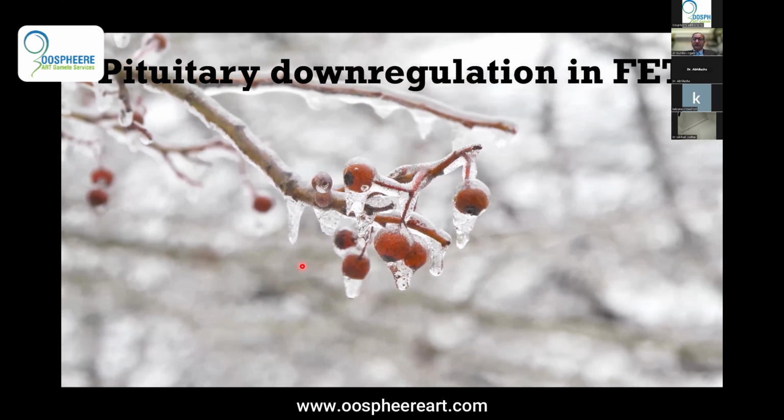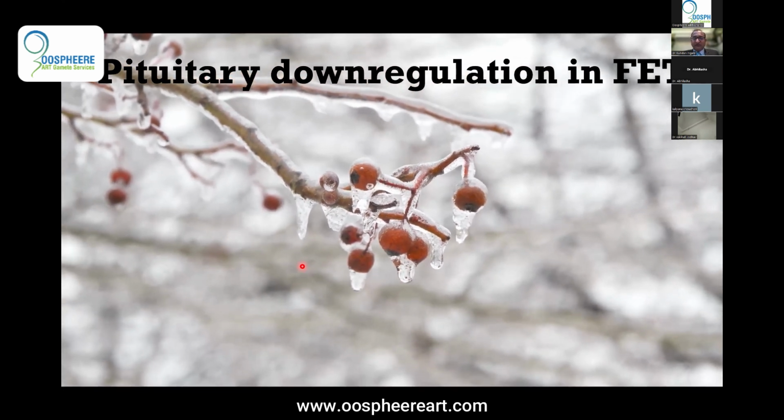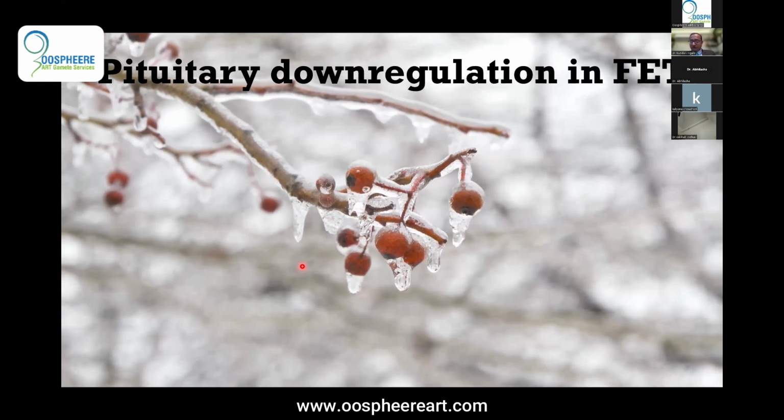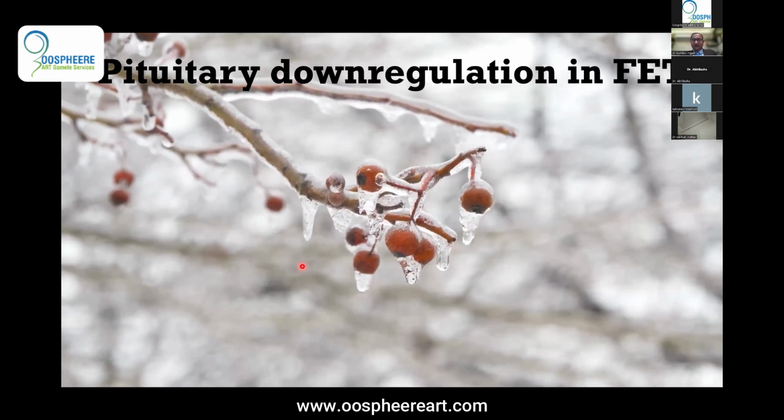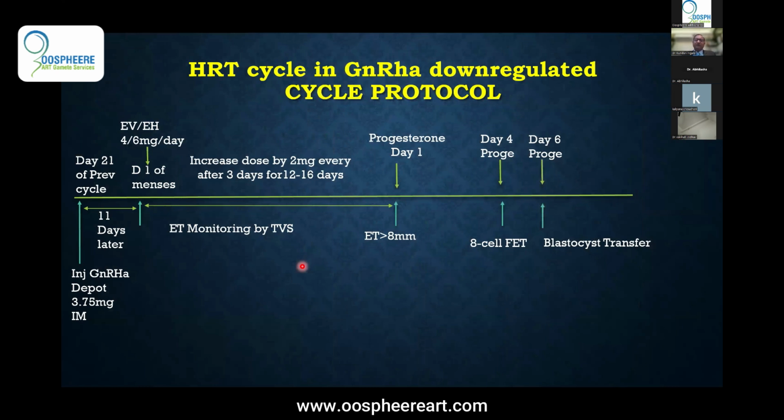Now, when it comes to frozen embryo transfer, pituitary downregulation in frozen embryo transfer cycles, what can we use and where can we use it? So typically, when you are preparing an endometrium for frozen embryo transfer, one of the protocols is the hormone replacement cycle protocol. So in the HRT protocol, you can use a GnRH agonist downregulation protocol. Here again, the purpose of giving GnRH agonist is not to prevent the LH surge. It is also to avoid or prevent the FSH release.